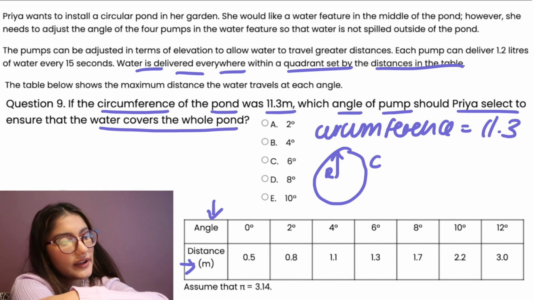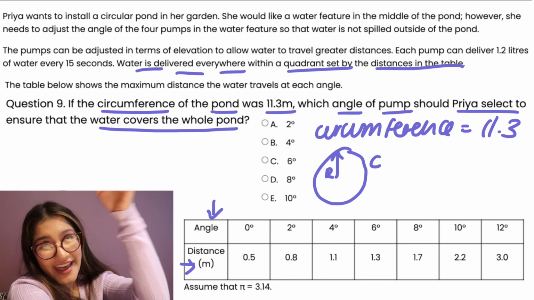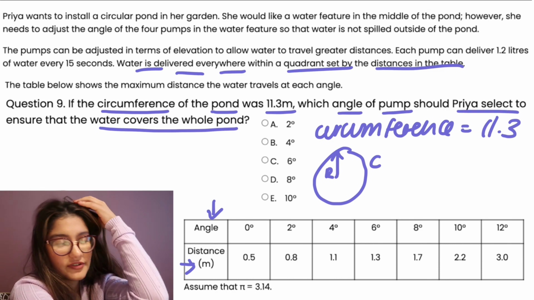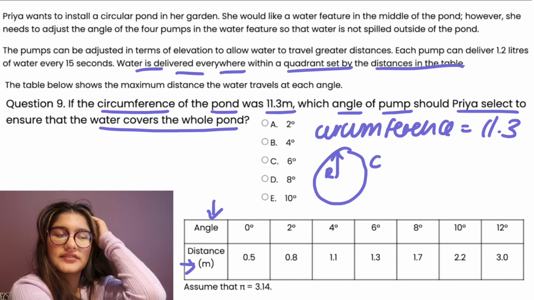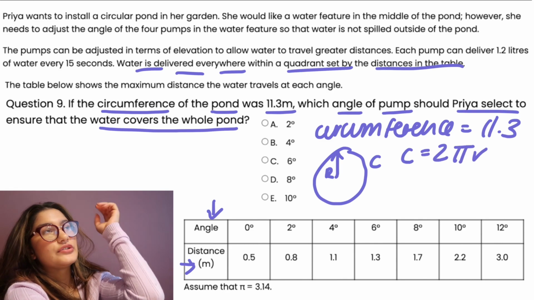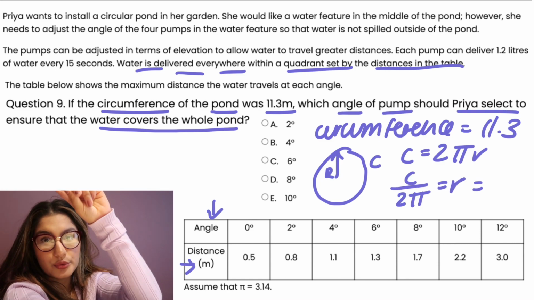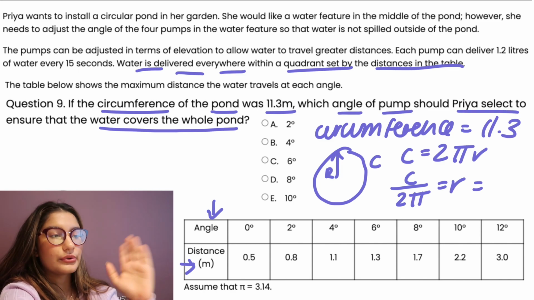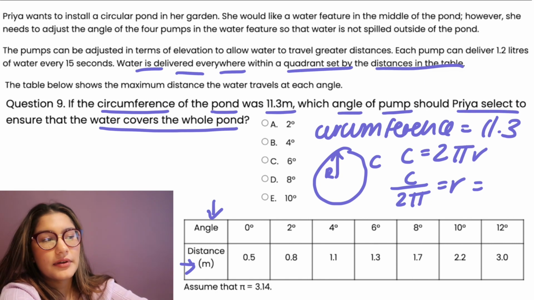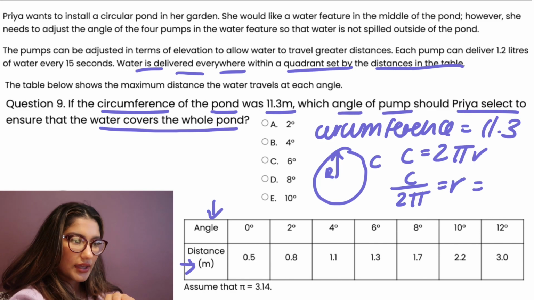So, to find out how far from the middle you would need to go out to the edge, you want to know the radius. So you'd probably use the circumference equation, which is circumference equals 2 pi r. So what you do is you would do circumference divided by 2 pi to equal r, and then that r would be the radius, and that would show you how far you need to go, and you could therefore put that number into this table where it says distance, and then find out which angle you need. Okay, so let's do that.